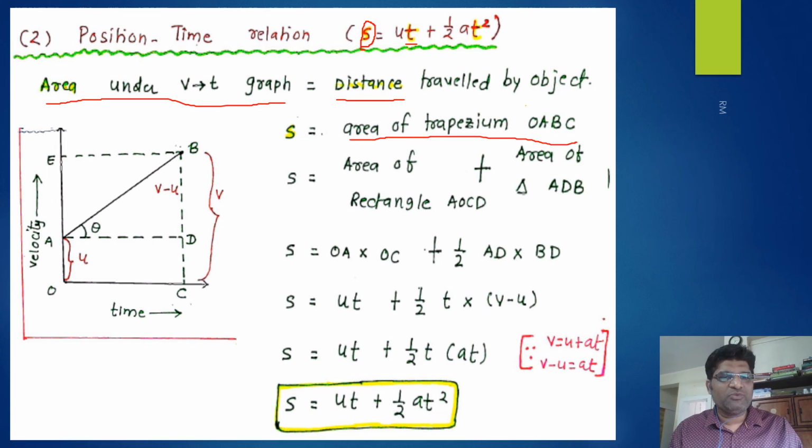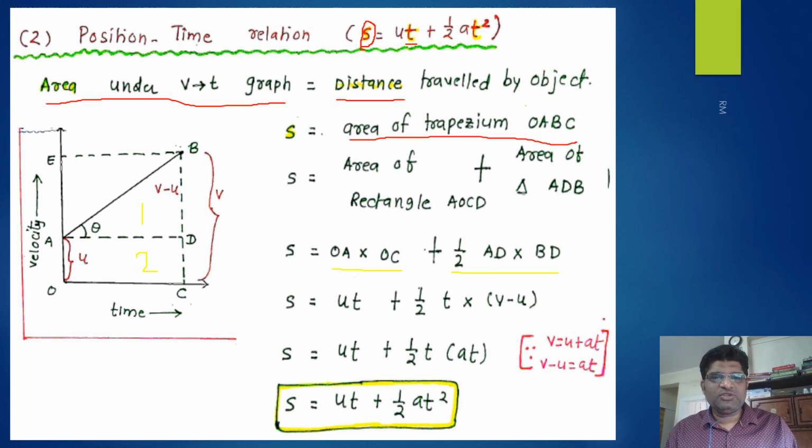Well, it is made up of two parts. One is this triangle, another one is this rectangle. Okay, so to derive that area under the position time graph, that is the distance traveled by the object, you first find out the area of the rectangle, and that is equal to OA into OC, and the area of the triangle is half of base into height.